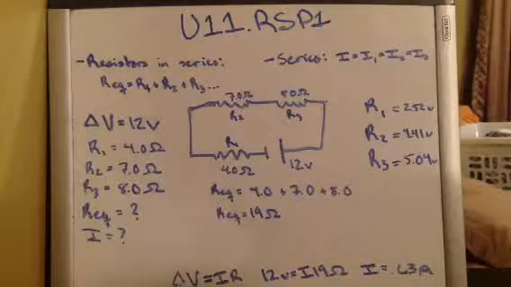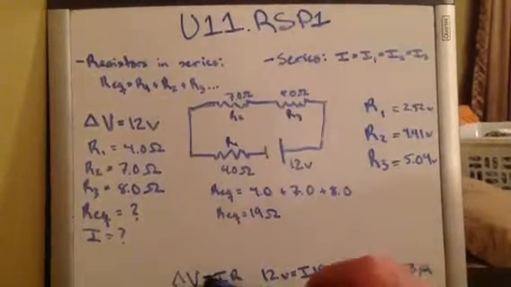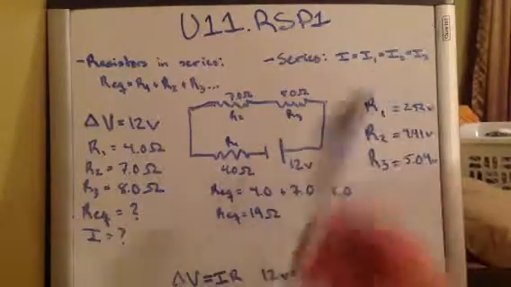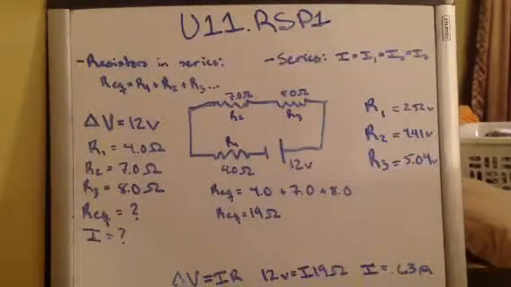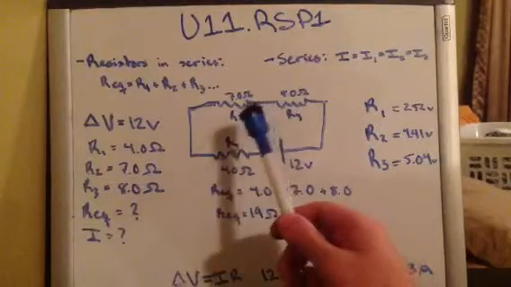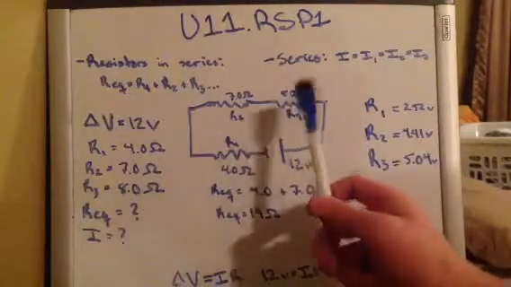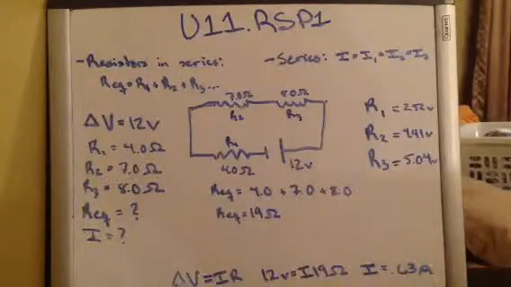Now that we have the current and resistance in each one, we can find the potential difference in each one. We use the same equation. Potential difference equals current times resistance, and we find the potential difference in R1 is 2.52 volts, the potential difference in R2 is 4.41 volts, and the potential difference in R3 is 5.04 volts.